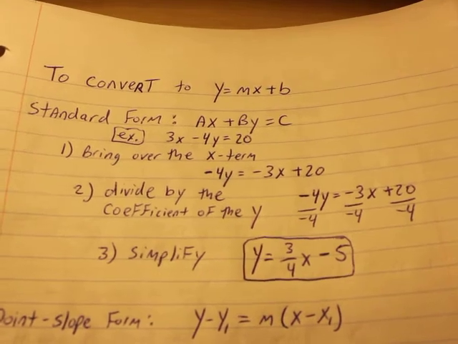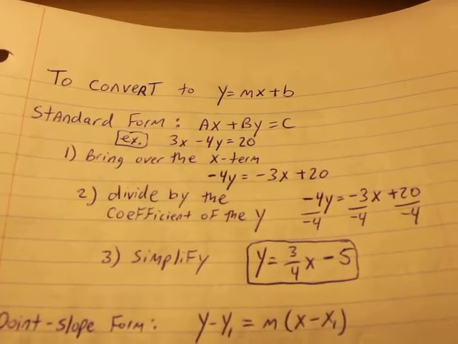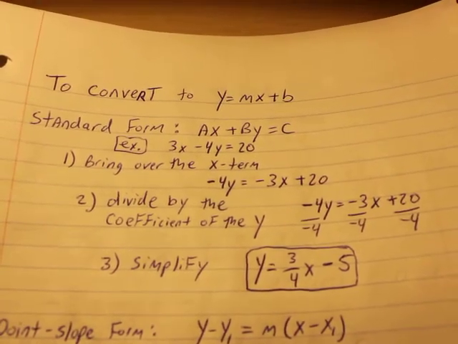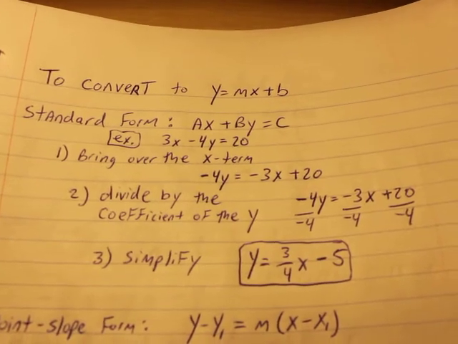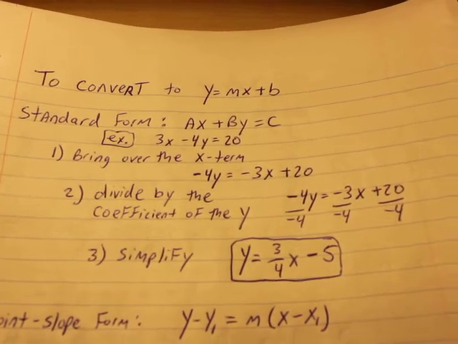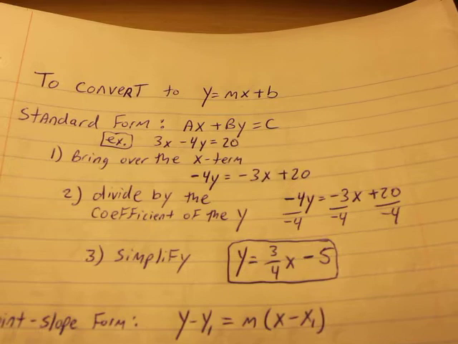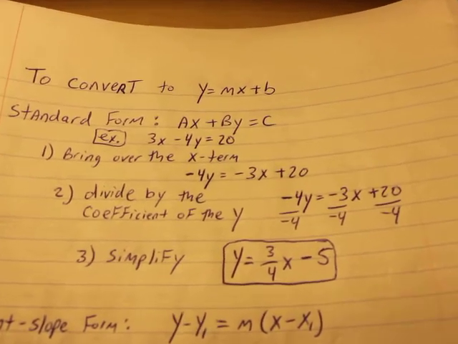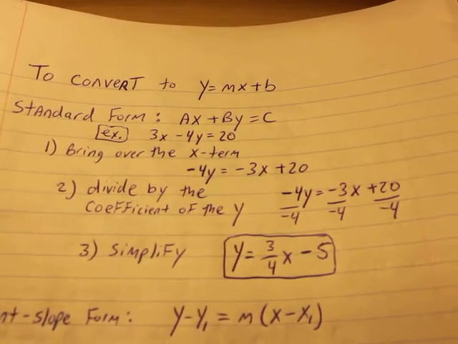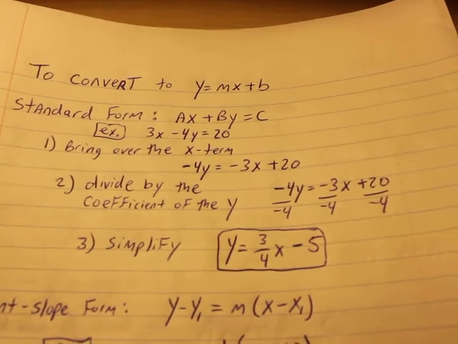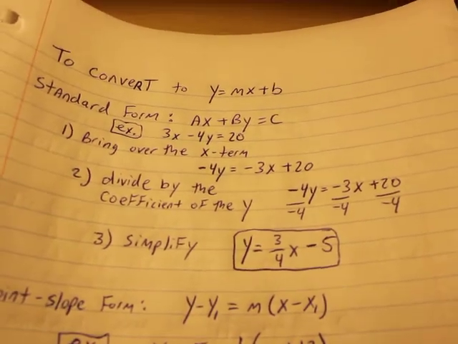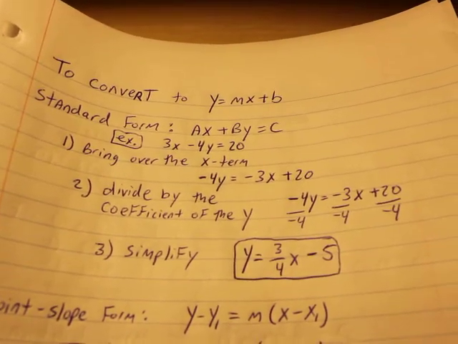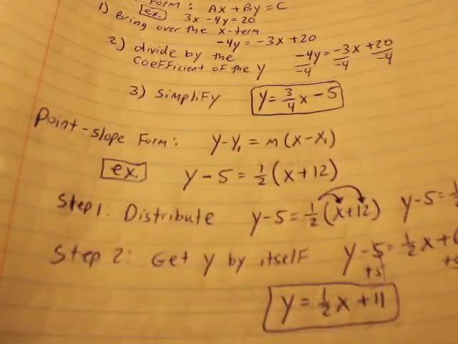You bring the x term over to the other side, make sure you change the sign, and then you divide by the coefficient of the y. And you just have to make sure you divide everything. Then make sure you simplify, reduce the fraction, and make sure you divide correctly. And if the b value is a fraction, that's fine. Just leave it in simplified form. So that's that.